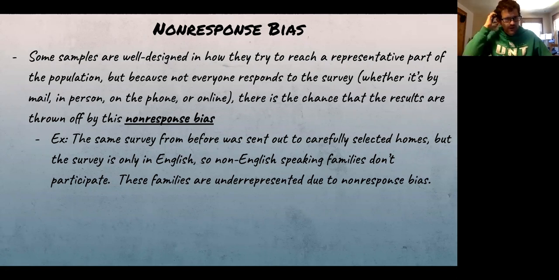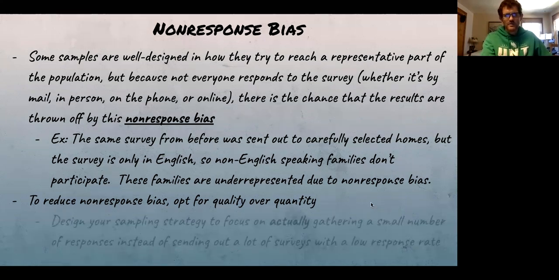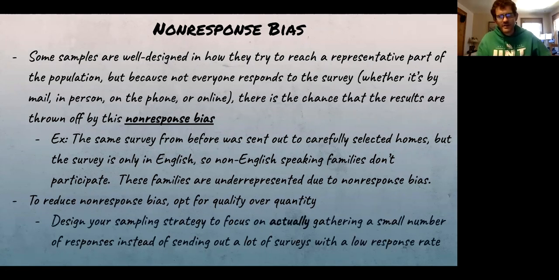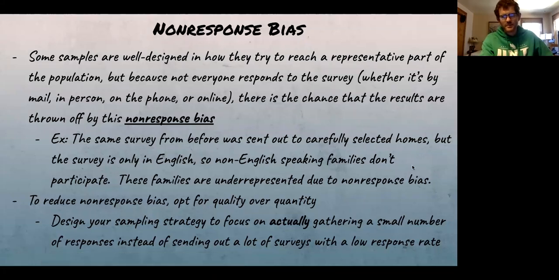Now, if you are worried about non-response bias, there's the idea of opting for quality over quantity. You could send out 10,000 letters and hope to get 20% of them returned, which is actually a good response rate. Or instead of 10,000, you could focus on a sample size of 500 where you send someone to the house or call them, and call them until you finally get them on the phone. So actually gathering a small number of responses rather than getting a lot of surveys with a low response rate is probably a better choice.